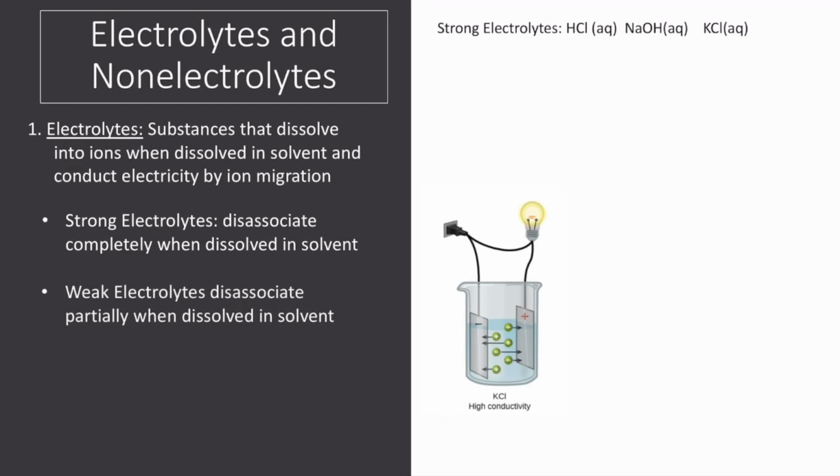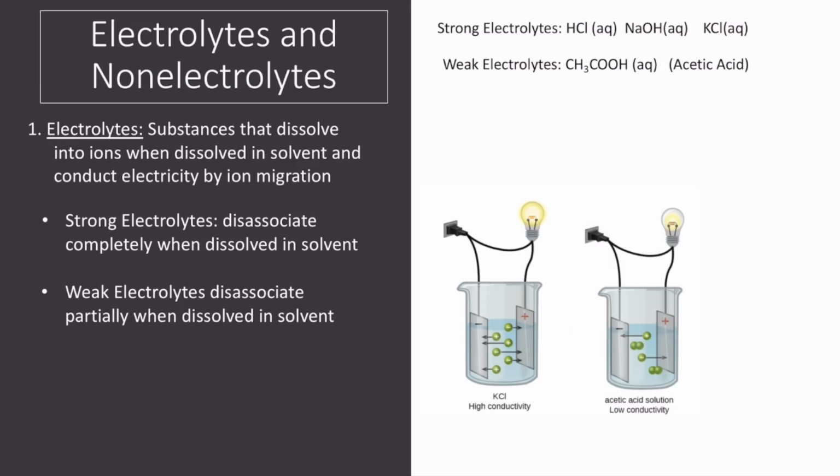Second, we have weak electrolytes, which dissociate partially when dissolved in solvent. For example, acetic acid can give up the hydrogen in its molecule and be given to water to form hydronium ions. But in a solution, only a portion of these acetic acid molecules dissociate. So we have a partial dissociation that forms a weak electrolyte.